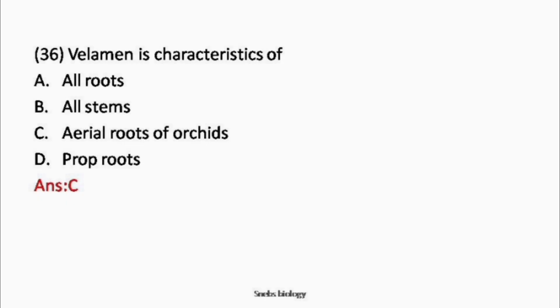Okay, so question number 36. Velamen is characteristic of all root. Option B, all stem. Option C, aerial roots of orchids. Option D, prop roots. So velamen is spongy multiple epidermis that covers the roots of some epiphytes or semi-epiphytic plants, which is also found in some orchids. So option C is the correct answer, aerial roots of orchids.